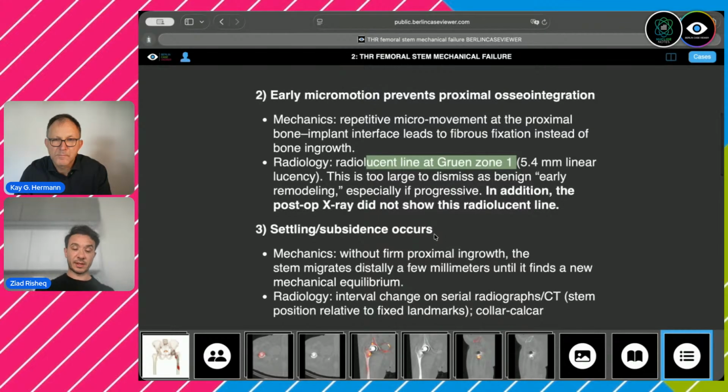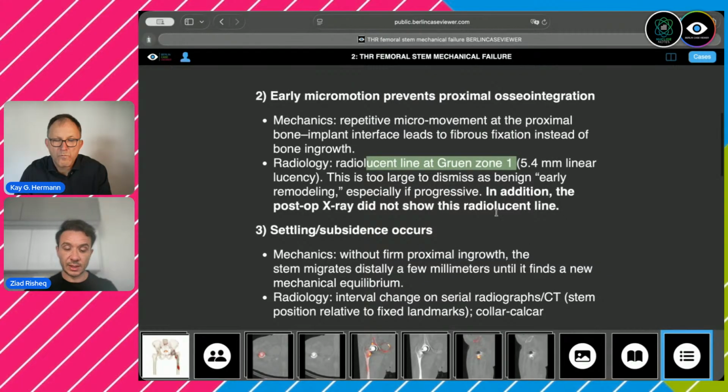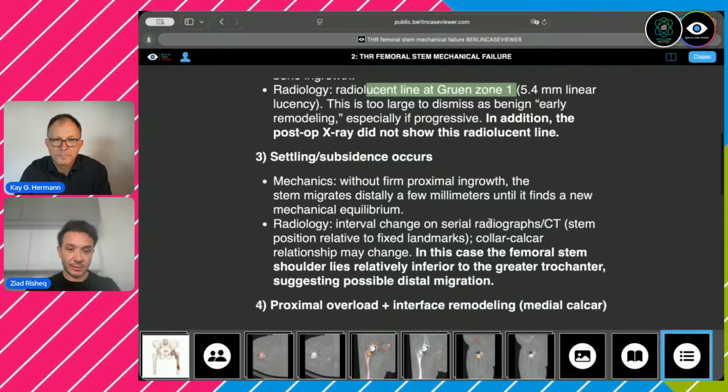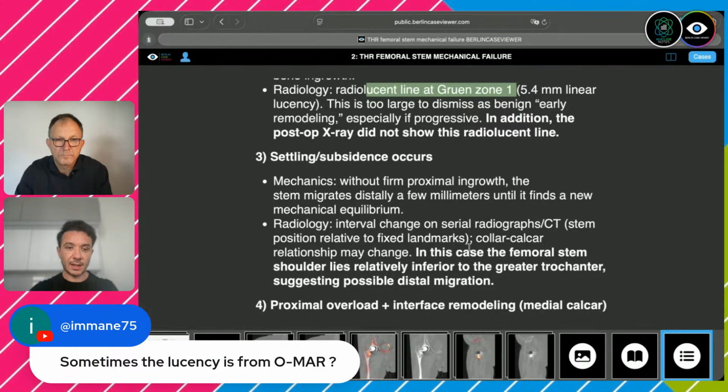And the post-op X-ray, this was what is most important. They did not see this radiolucent line in the post-op X-ray. So what the femoral stem tries to do is find a suitable position to resolve its place around the femur. Without proximal fixation and growth, the stem migrates distally, and it keeps migrating unless it finds a proper mechanical equilibrium. And how do we see this?